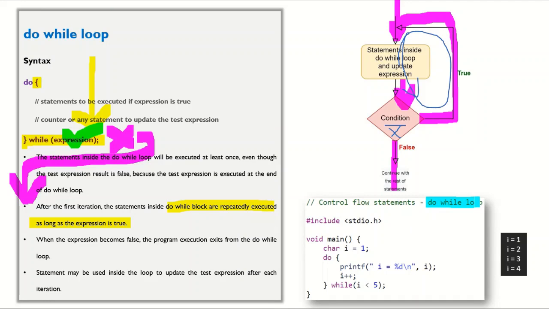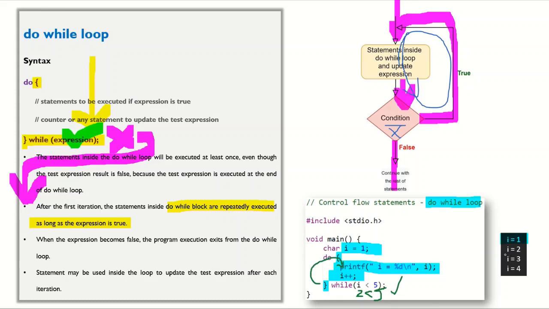Example of do while statement. Variable i is initialized to 1. The do while statement is here. Without checking this condition, it will execute this statement first. So the printf statement will print i is equal to 1. i is incremented to value 2 and now the condition is checked, i less than 5, that is 2 is less than 5. So 2 less than 5 is correct and the statements are executed again.